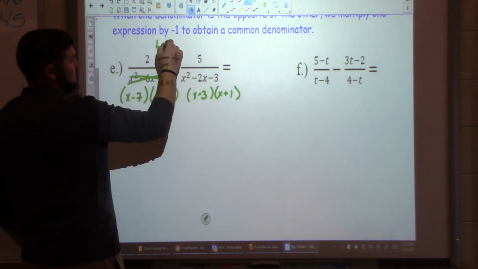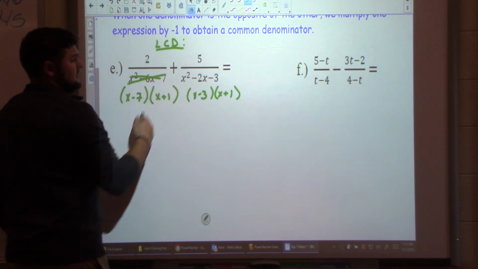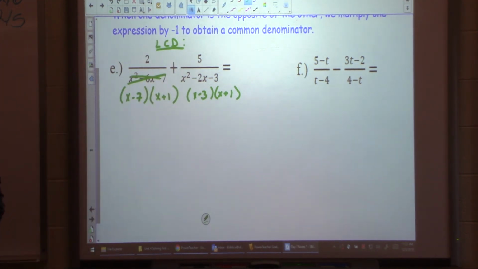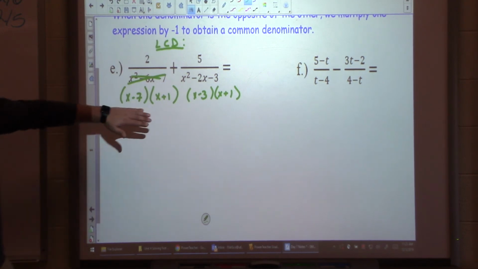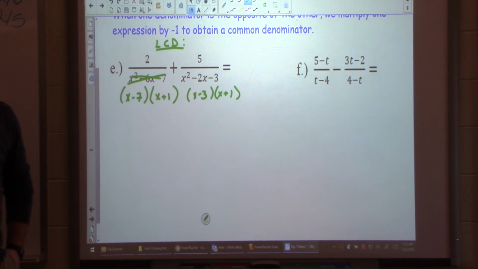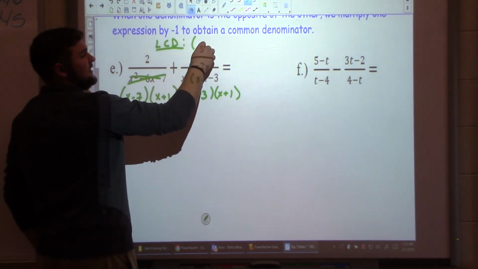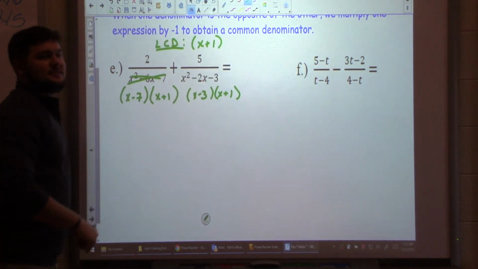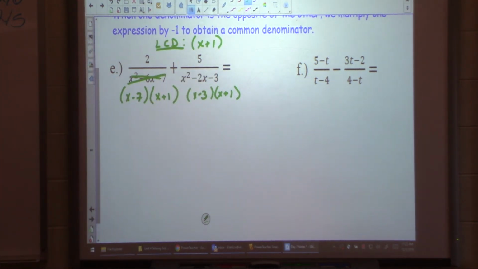So I'm looking for my least common denominator here. Is there a term, Bailey, that both of my denominators share? That you see in both denominators? X plus 1. Good. So they share X plus 1.